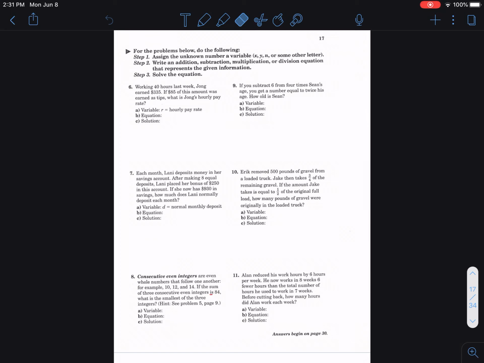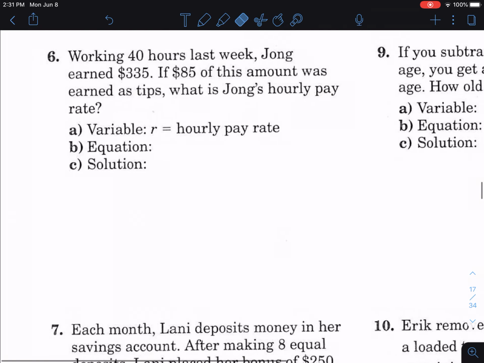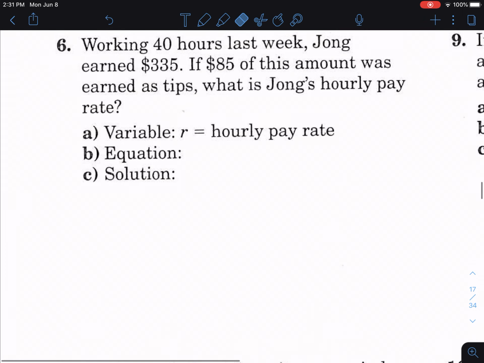We're on page 17 of your algebra book. We're going to do problems 6 through 11. They are word problems. We're going to write some equations and solve the word problems. We're going to start with number 6.